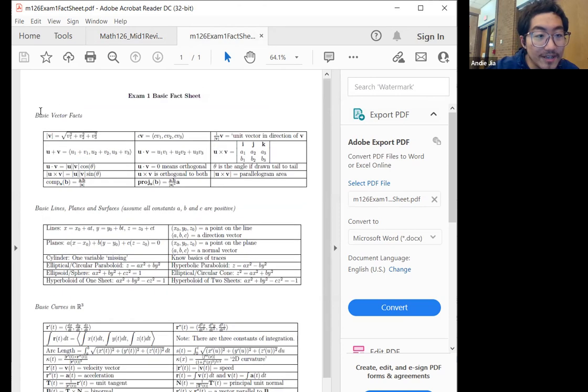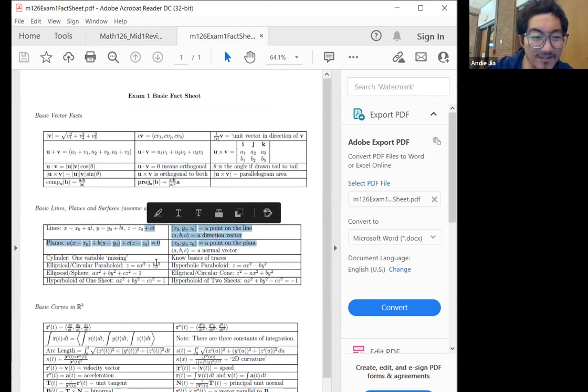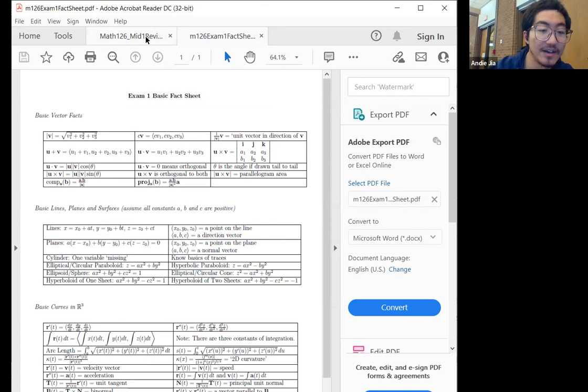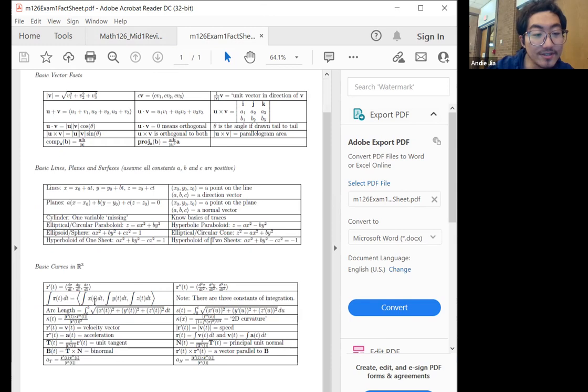So what do you need to do on the basic fact sheet about vectors? Cross product, dot product of vectors, the point to the line, the vectors, identify those shapes. If one variable is missing, then this is a cylinder. And then you just need to find those basic curves, and that will be it for part one of the midterm review for Math 26.